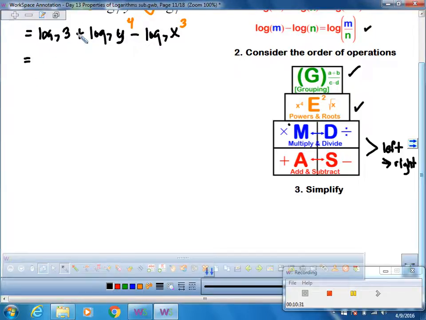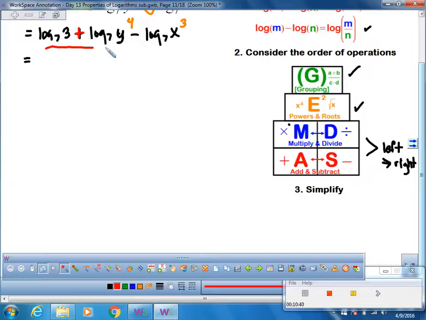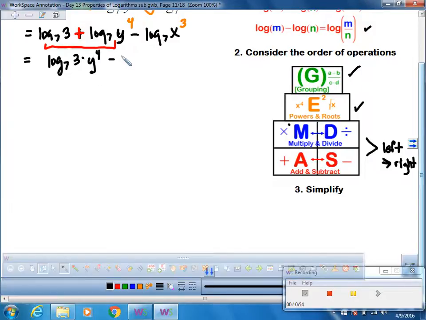So I'm going to use the product property first, and I'm going to turn these two logarithms right here into one single logarithm. So that would be log base 7 of 3 times y to the 4th minus log base 7 of x cubed.